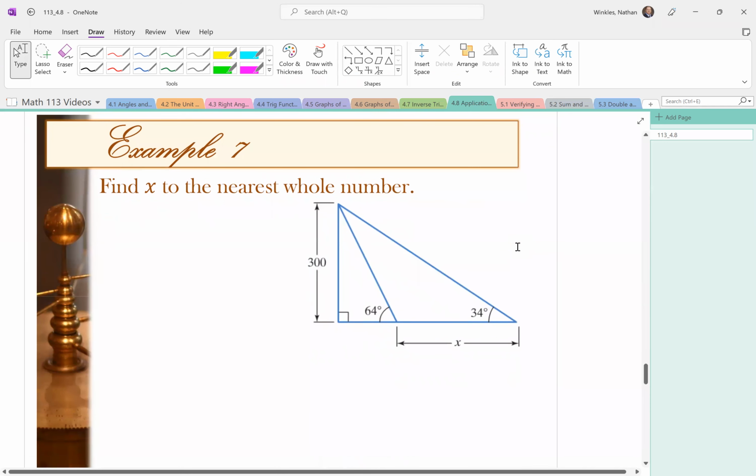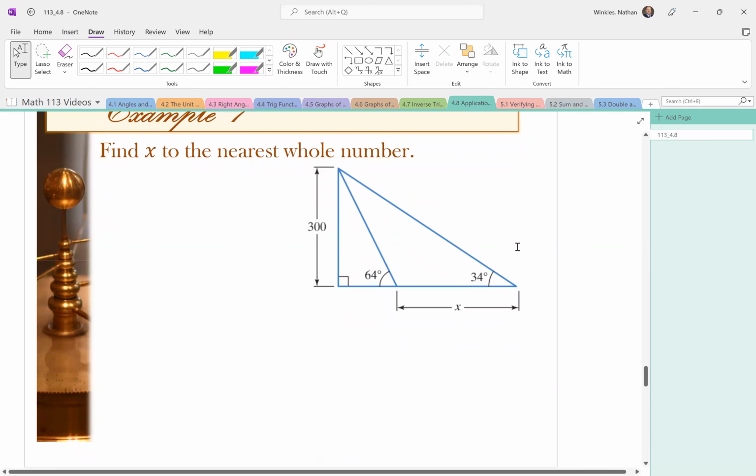So sometimes we have to break this up and use multiple triangles, but still use either the same trig functions or different trig functions. It doesn't matter. It all just depends on what we're given. So we're told we want to find x to the nearest whole number. So how can we do this?